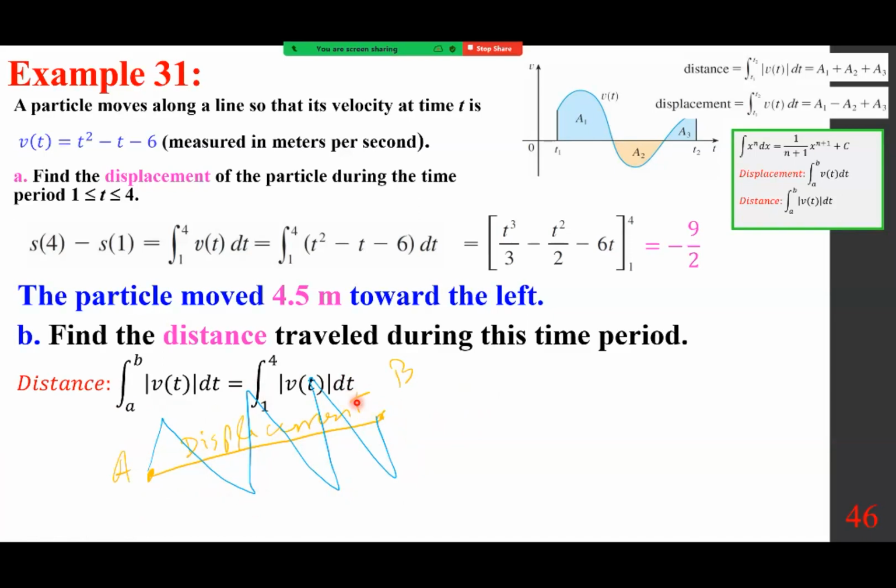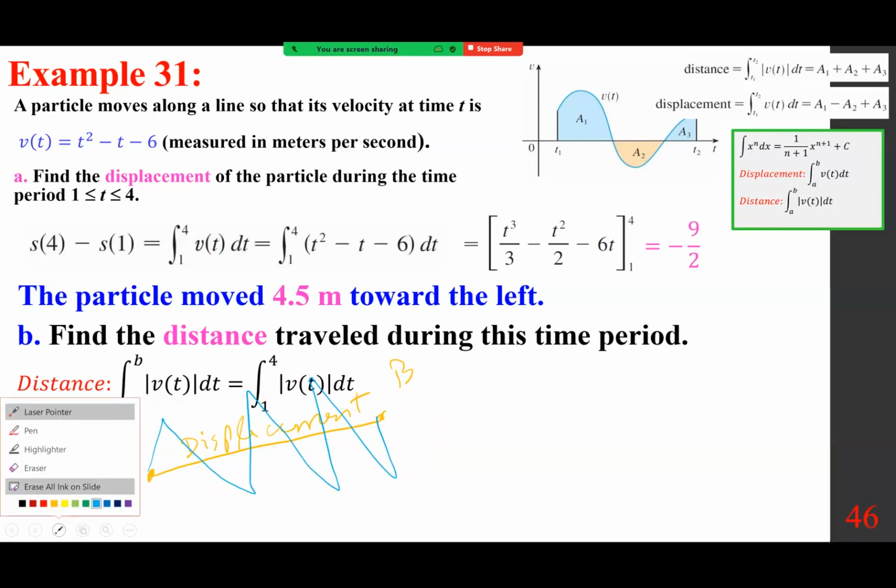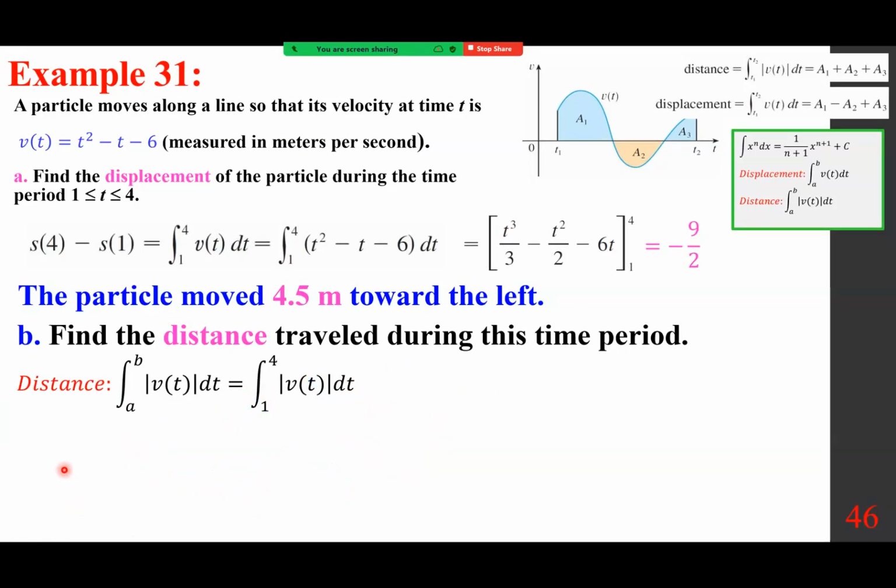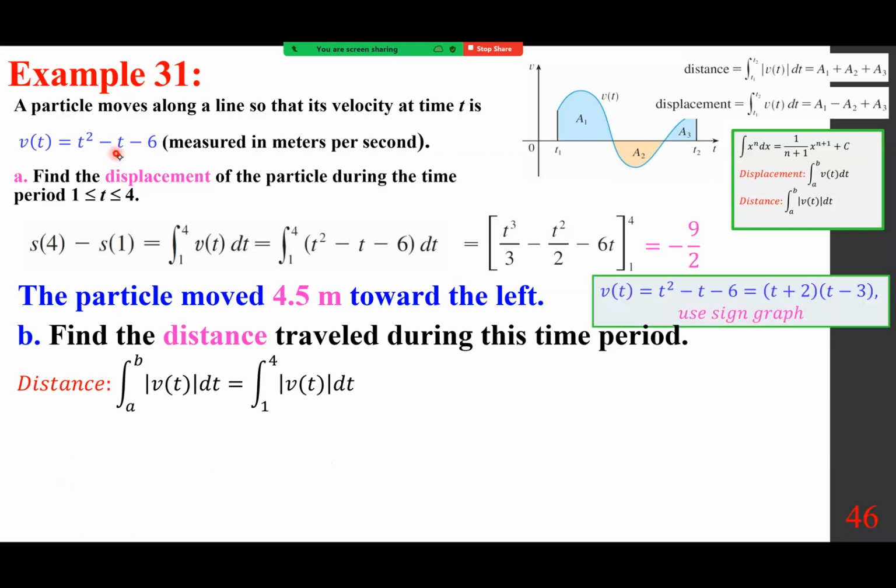So with that being the case, let me clean up. I need the room. So we are going to figure out where this function is positive, where it's negative by factoring it and using a sign graph. T squared minus t minus 6 is the product of t plus 2 and t minus 3.